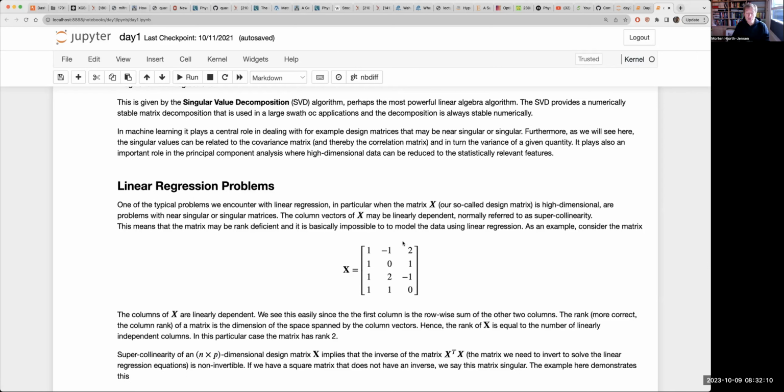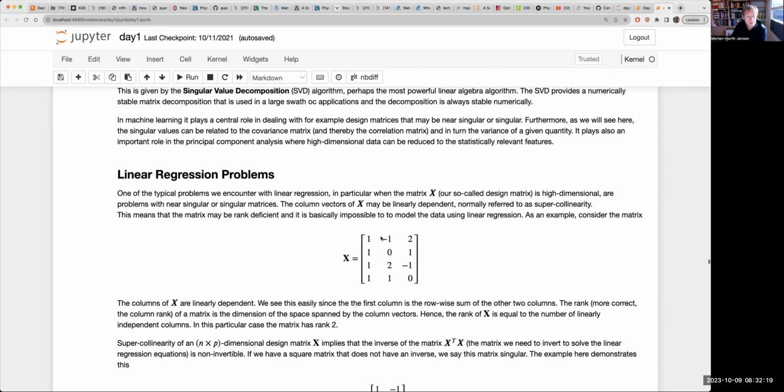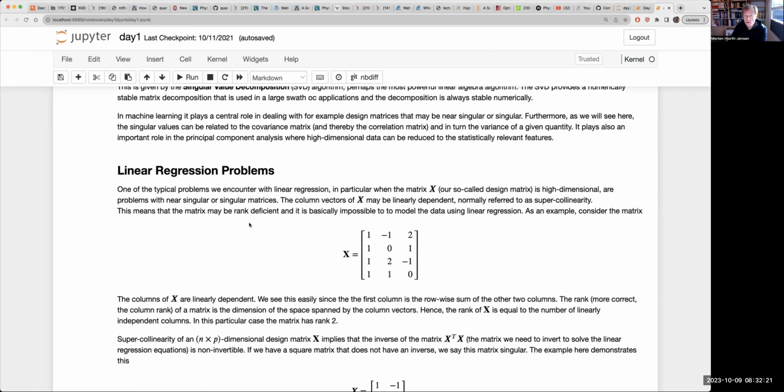So just to give you some of the mathematics before we move on, I'm going to use the slides a little bit before we move on to the whiteboard. One of the typical problems you encounter with this linear regression, in particular if this matrix is high dimensional, are problems with near singular or singular matrices. And the column vectors may be linearly dependent, and this is normally called supercollinearity.